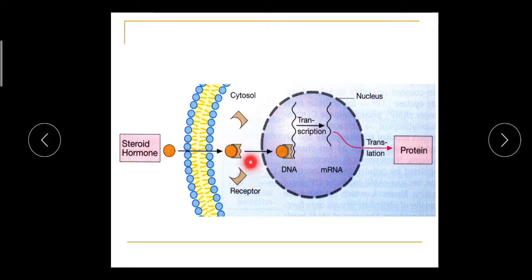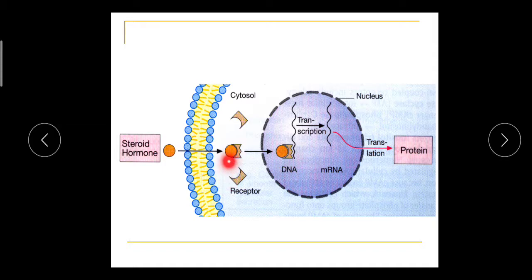So this is the receptor, it is combined with this receptor. There are different receptors present in the cytosol, like the glucocorticoid receptor, then the mineralocorticoid receptor, then the progesterone receptor, big receptors present in the cell. On binding of this steroid hormone to the receptor, there are conformational changes in the receptor.